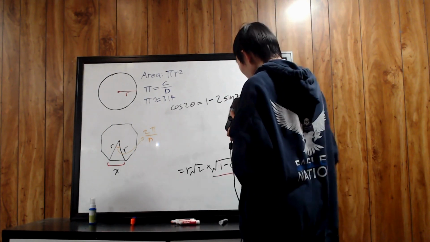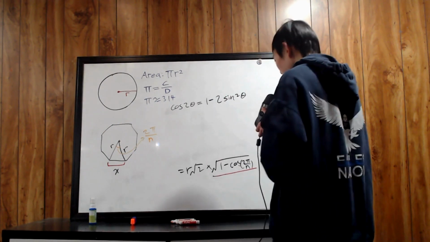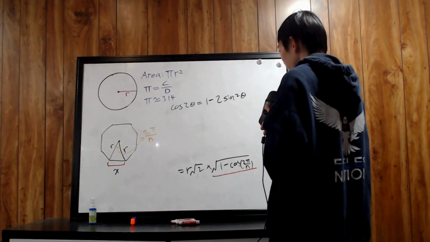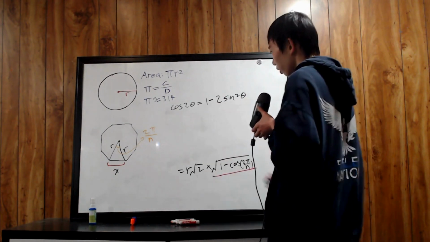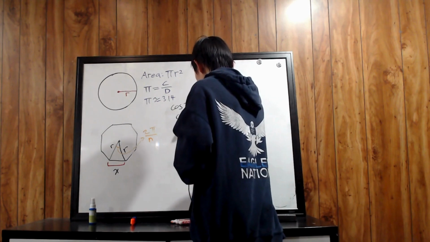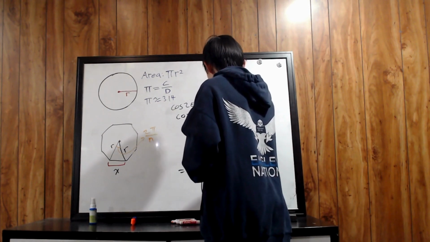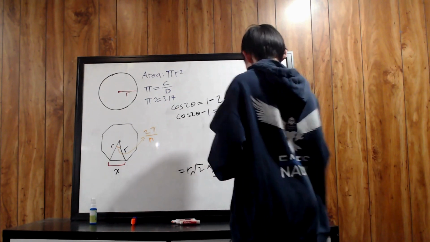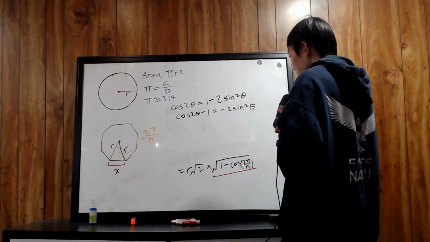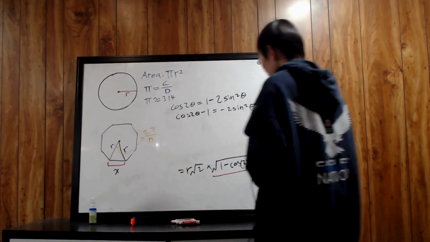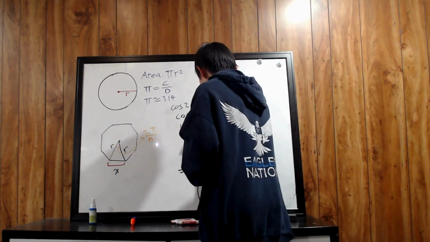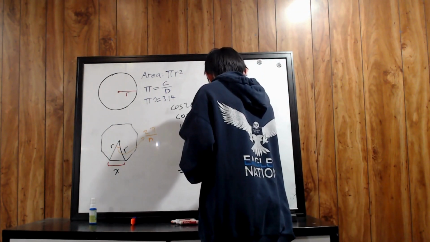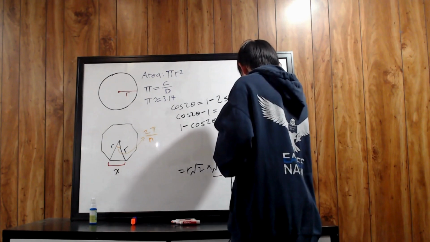Now, notice what happens when you rearrange for 2 sine squared theta. If we were to subtract 1 on both sides, then we have cosine 2 theta minus 1 is equal to negative 2 sine squared theta. Now, if you multiply both sides by negative 1, then what you actually get is 1 minus cosine 2 theta is equal to 2 sine squared theta.